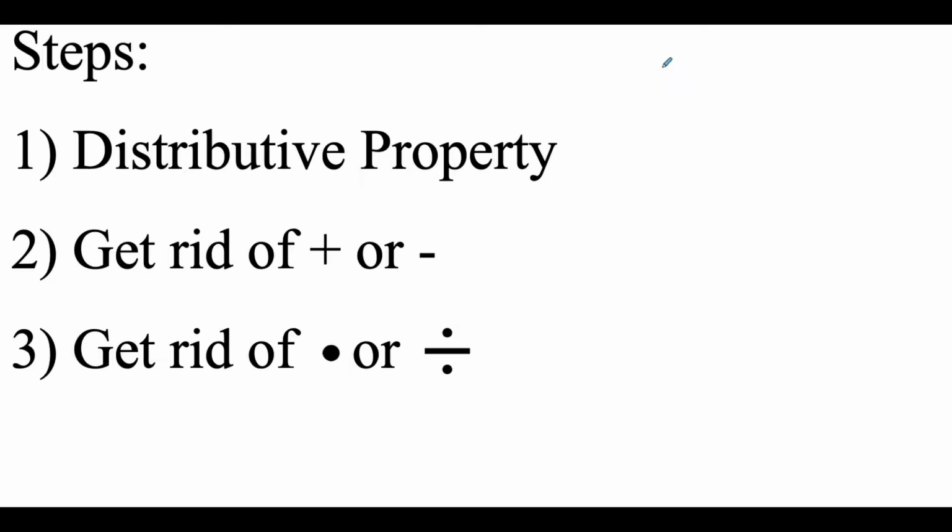And step number 2 says that we want to get rid of any addition or subtraction that is happening within our problem. And again, we do that by using inverse operations or opposite operations. And then number 3, we look to get rid of any multiplication or division within our problem. Again, using inverse operations there. Now, we do have to remember that when we're dealing with inequalities, we have to be careful about multiplying or dividing by a negative number. If that happens, we have to remember to flip our inequality symbol around.